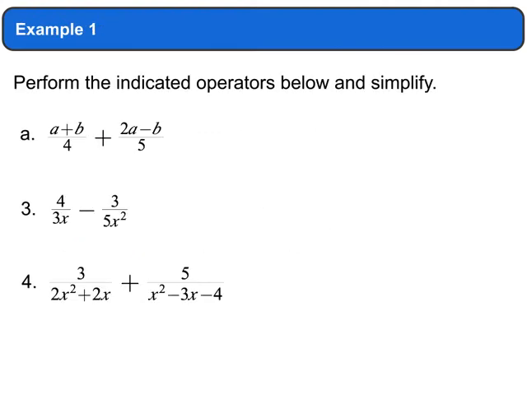So if we look at example number 1, part A, they want us to add these two together. So again, we notice at the bottom we do not have common denominators. So we multiply this one by 5. Since this is an a plus b, I need to put that in parentheses and multiply by 5. I need to multiply this one by 4, and since this is an expression, I need to multiply it by 4 as well.